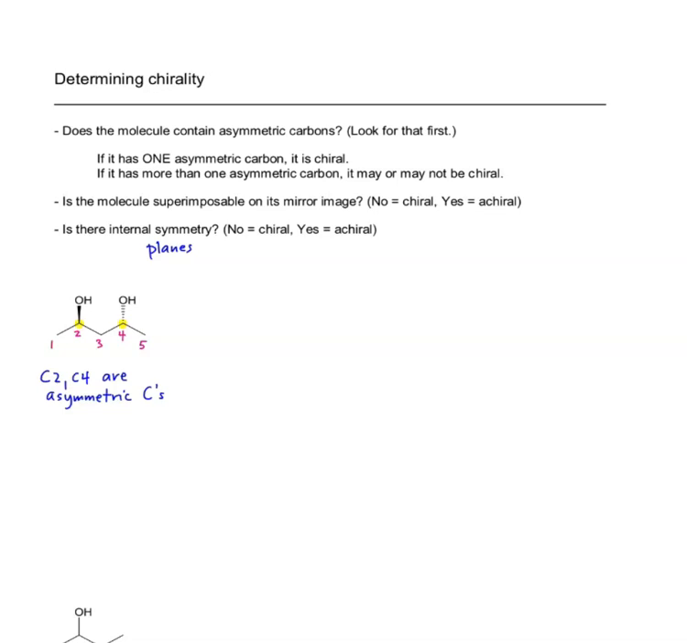So let's draw the mirror image. Now we can draw the mirror image in the ways that I showed you previously, either by just drawing it, which is what we're going to do here. So that blue dashed line, that's a mirror plane. And I'm just going to draw the reflection of it on the other side. Okay, so this is our mirror image.